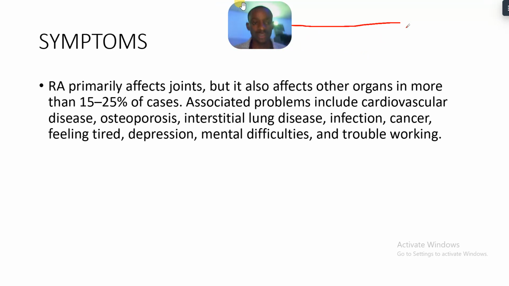Let's see what was said in the examination hall. Symptoms of rheumatoid arthritis: it primarily affects joints, but it also affects other organs in about 15 to 25 percent of cases. Associated problems include cardiovascular disease, then osteoporosis, which is when your bone density is reduced, and interstitial lung disease.